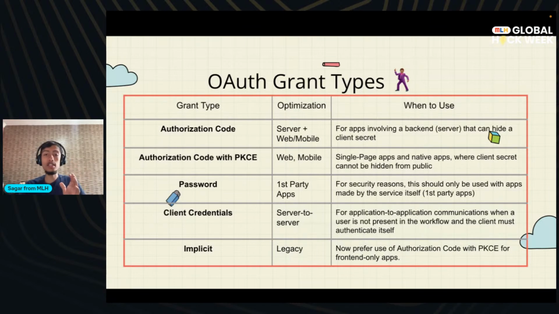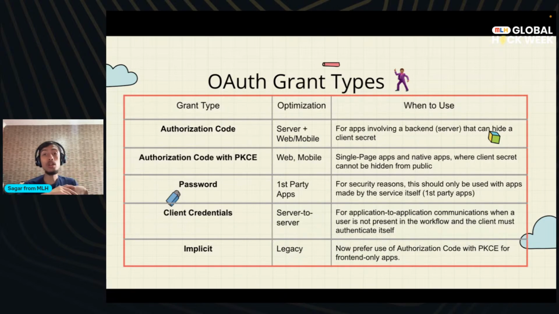So in that case, if you just have the front-end app, let's say you just have a React application and that application is trying to use Google sign-in, right? In that case, a better grant type would be authorization code with PKCE, because that is better suited for single page apps where the client secret cannot be hidden from the public.